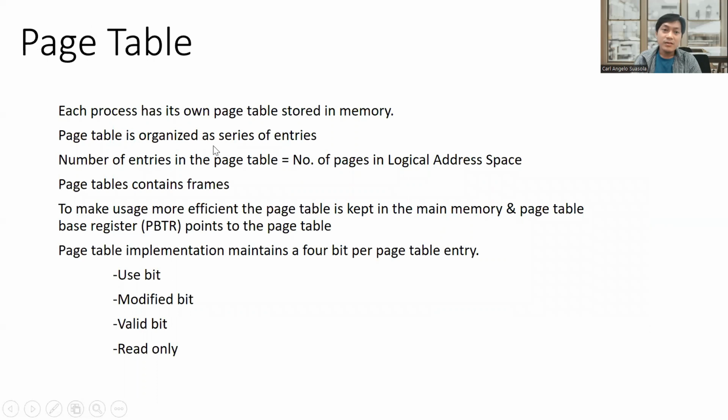So for the page table, remember this, guys: each process has its own page table stored in memory. The page table is organized as a series of entries. The number of entries in a page table is equal to the number of pages of the logical address space. The page table contains frames, as you can see in the earlier figure. To make usage more efficient, the page table is kept in the main memory, and the page table base register, PTBR, points to the page table.